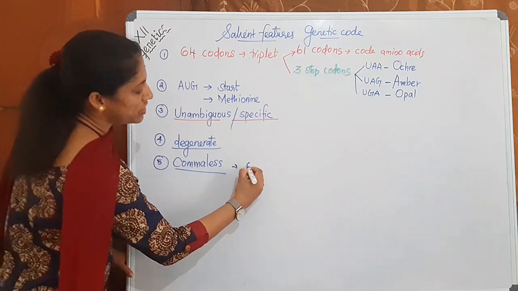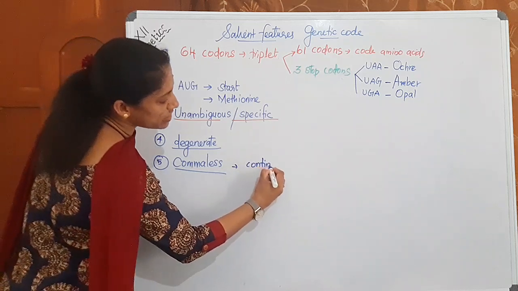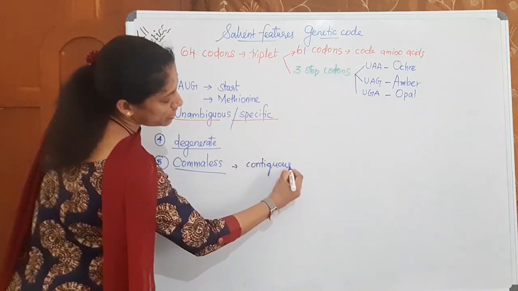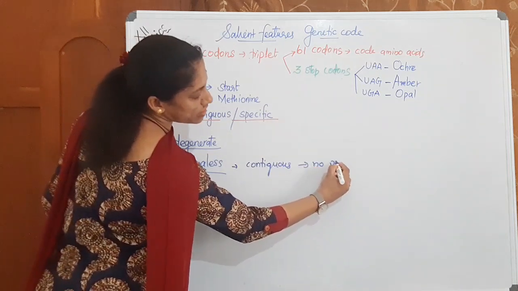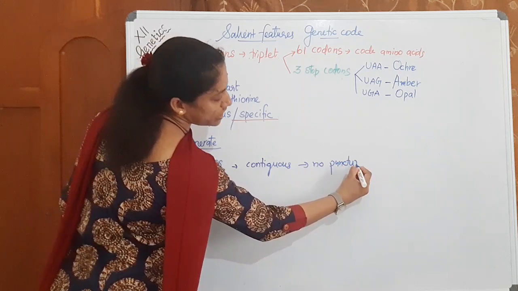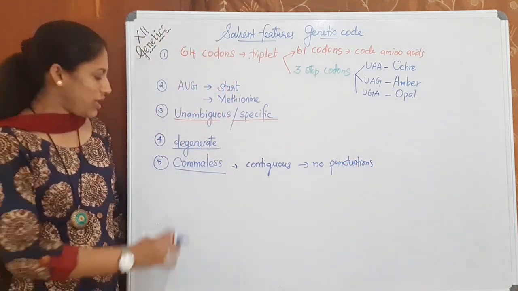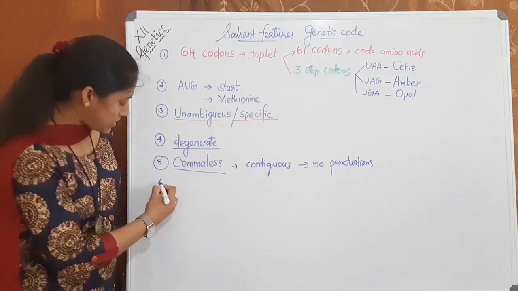The genetic code is arranged and read in a contiguous manner. No punctuations are there when we write or read it. Simple. Okay, the genetic code is commaless.